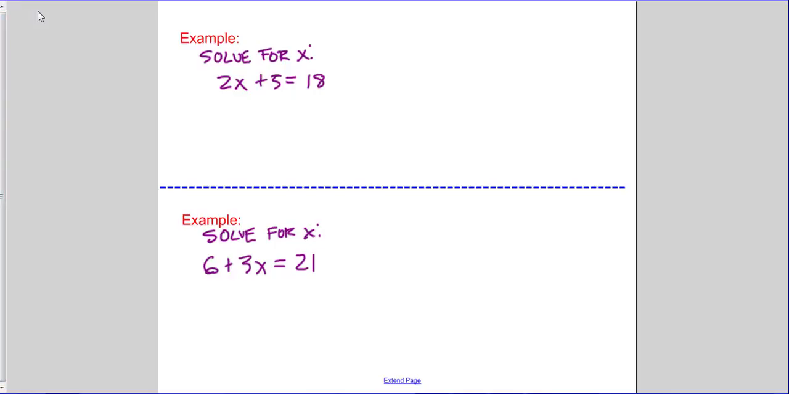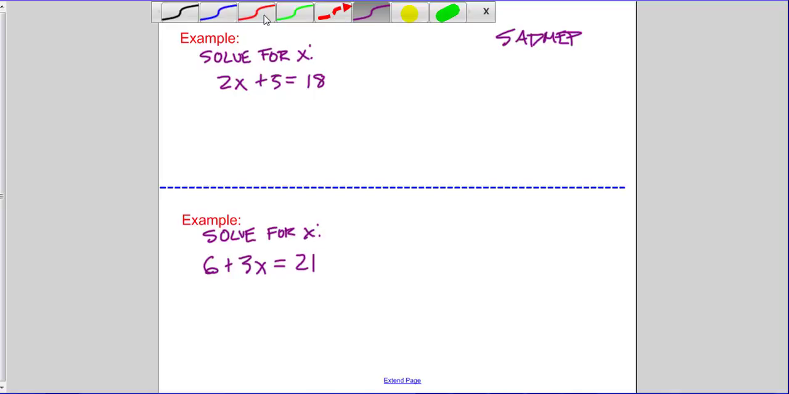Okay, now we have what we call two-step equations because we have to do two things to solve the equation. So remember SADMEP. First thing you undo, when you have multiplication, addition, subtraction, is you undo the addition and subtraction first. So what I'm going to do is subtract 5 from both sides.